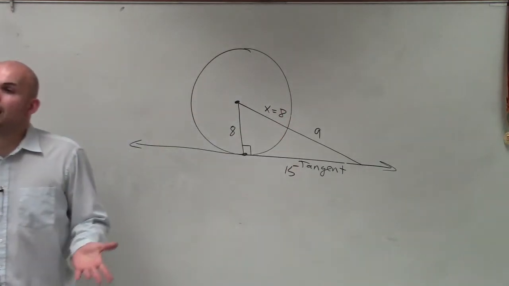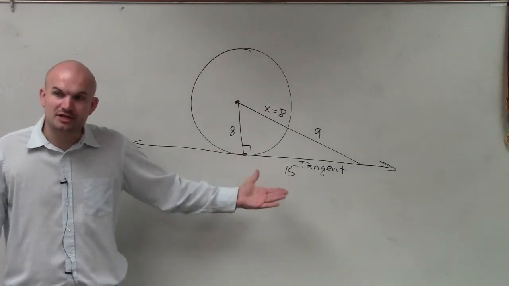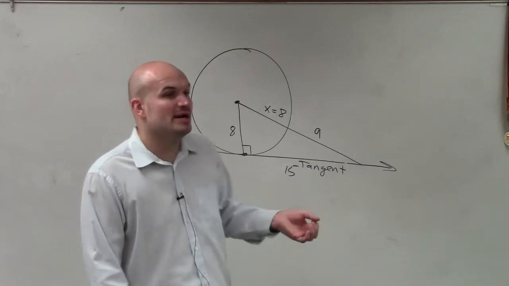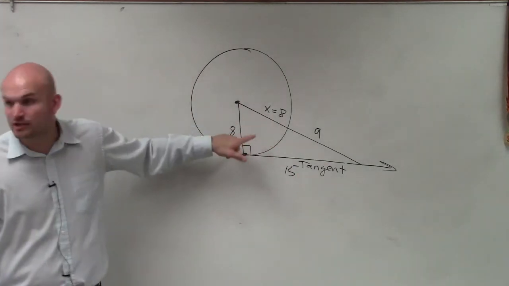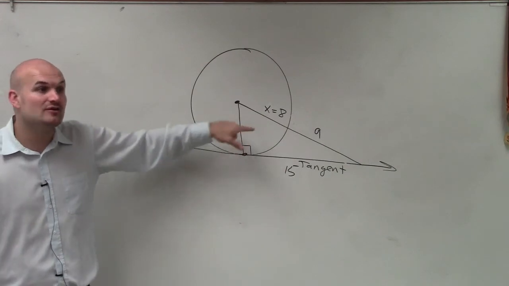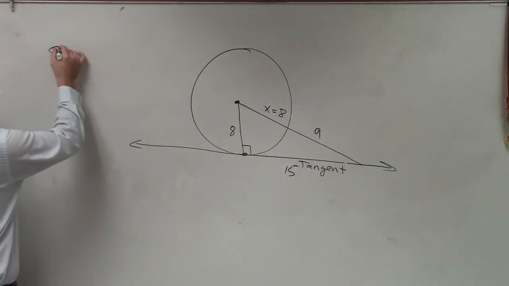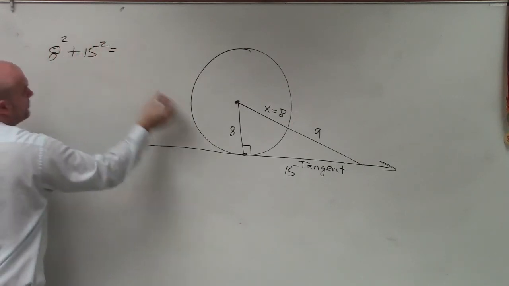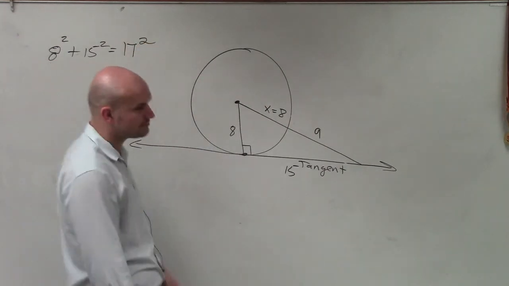Okay. So now, if we want to prove that this is a line that is tangent, we need to prove that it is perpendicular. One way we can prove it's perpendicular is if the Pythagorean theorem works, because that's going to prove that this is a right triangle. And if this is a right triangle, then we know that's a right angle. So to show the Pythagorean theorem, I simply have to do 8 squared plus 15 squared equals 8 plus 9, which is 17 squared.